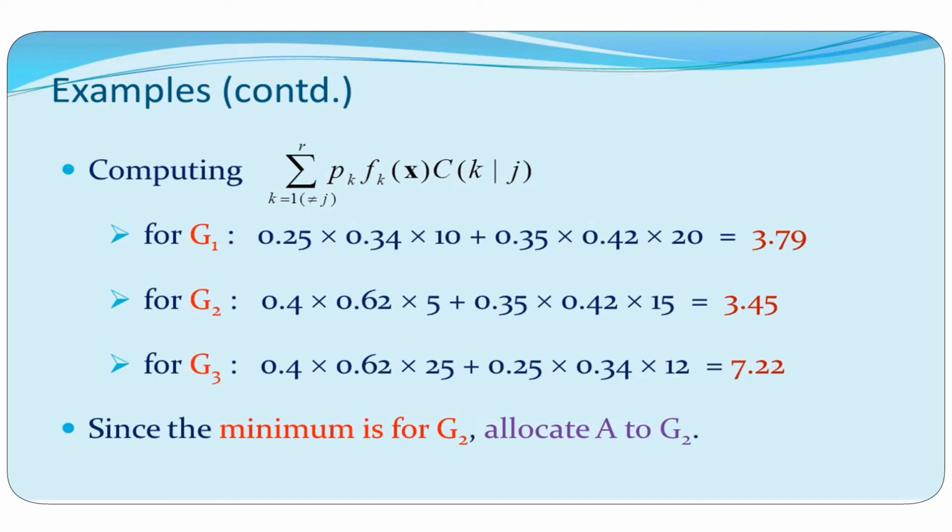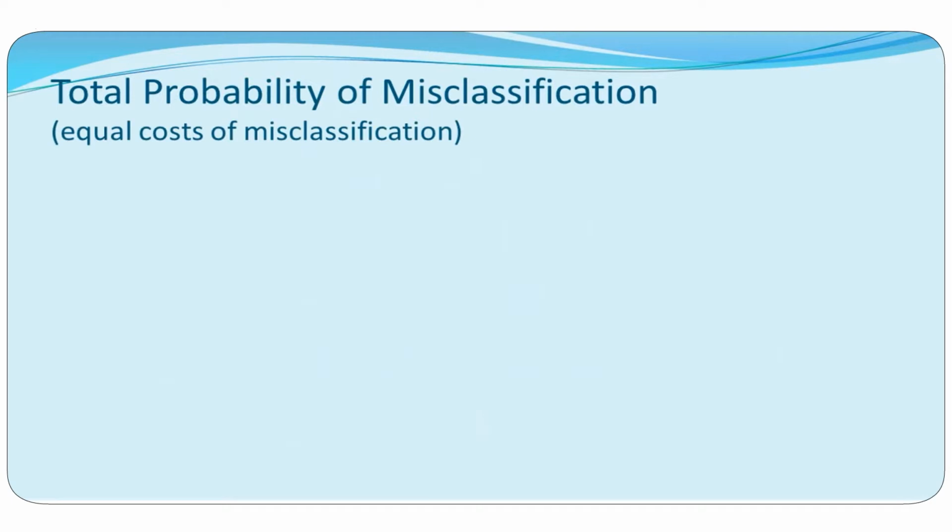So we compute this component pk fk into C for each of the three groups where the particular group itself is missing. So these are the misclassifications, and then we minimize this misclassification cost and allocate G2 or A to the corresponding group. There is another way of looking at this which is slightly simpler, and this is referred to as the total probability of misclassification.